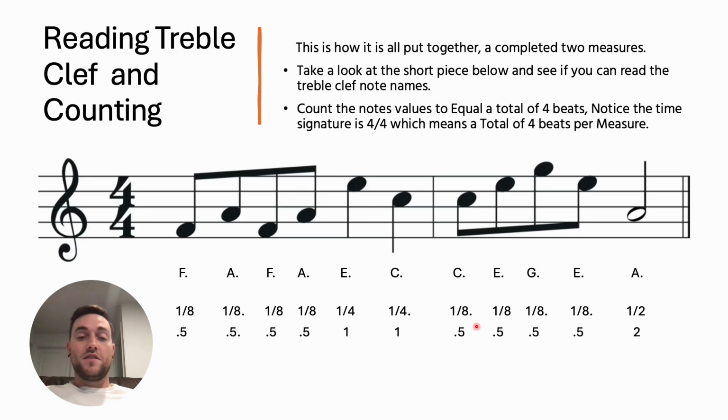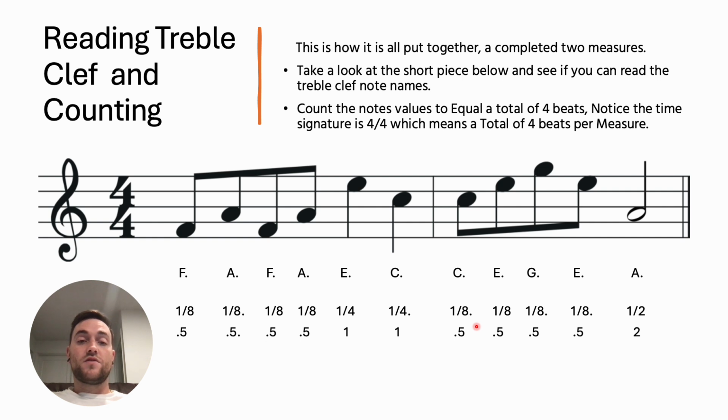So if we added up these fractions here, very simple. Half and a half is a whole, right? A half and a half is a whole, right? Which gives us 2 counts. 0.5, 0.5, 0.5, 0.5, and then we end with the 2 value. So that gives us a total of 4. As I wrote, count the note values to equal a total of 4 beats.